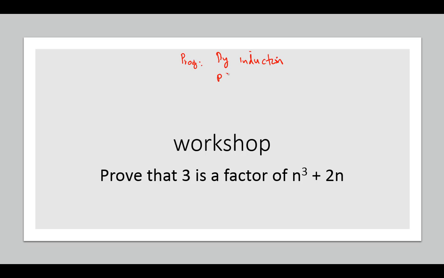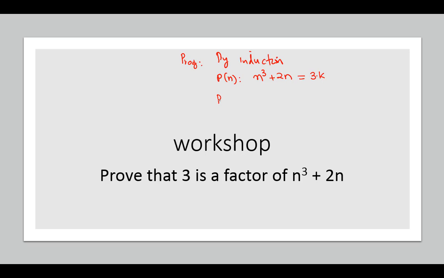Our proposition Pn, we have to state that, says that for any n, 3 is a factor of n cubed plus 2n. In other words, it's 3 times some other integer. In other words, 3 divides n cubed plus 2n. That's another way to say that.